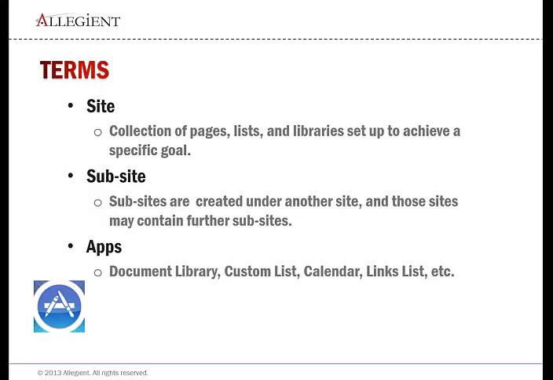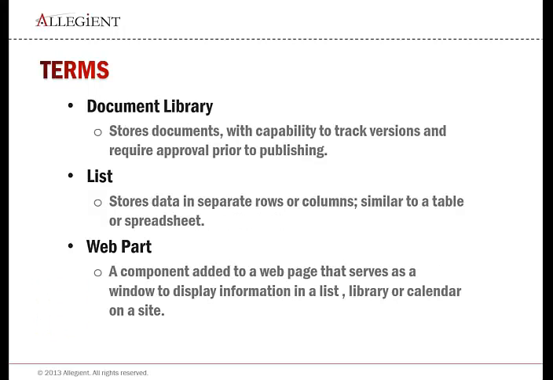Here are just some general terms that are used. Of course, you should be familiar with site and subsite. Apps is a new word basically describing a document library or a calendar or a list or a links list. I will show you an example of what the apps look like when we go into the site. Here are some other terms that are used in the Harrison Hub.